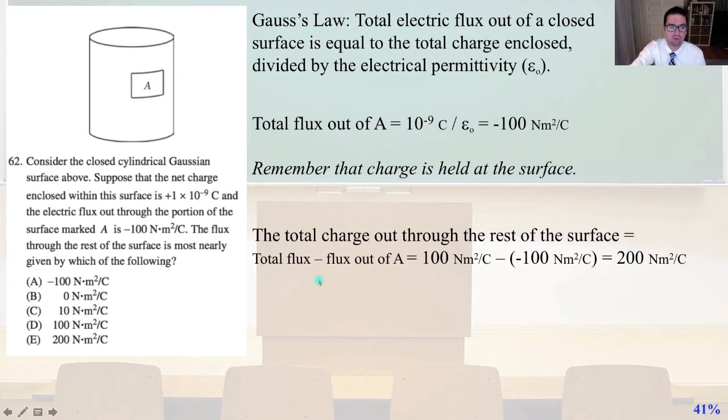And we know that the total flux enclosed within this surface, as the problem states, is proportional to 1 times 10 to the negative 9 coulomb per epsilon naught, and so we get 200 newton meters squared per coulomb, and that is answer E.